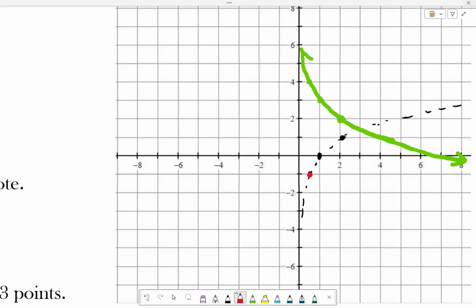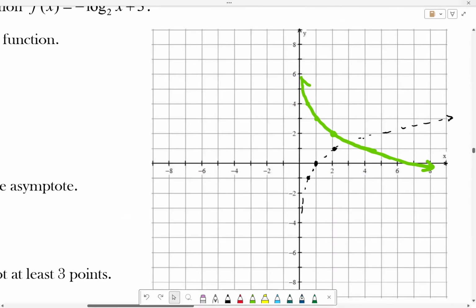But this one, the first thing it did was reflect over the x-axis right there, and then 1, 2, 3. The process is pretty straightforward. Once you understand transformations, graphing these functions gets a little bit easier from a parent function.